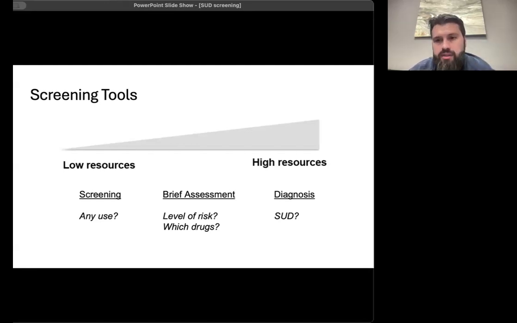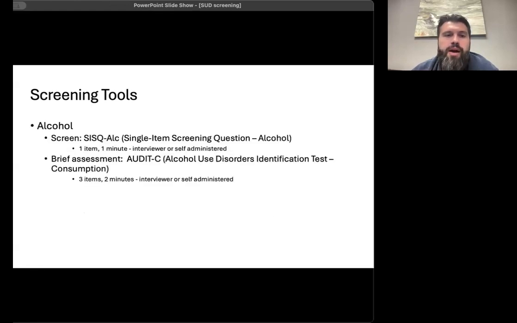What's your level of risk, depending on what your use patterns are? And then if that's positive as well, and it shows increased severity, just like we mentioned before, depending on that risk, then you can move on to a more formal diagnosis and actually go through the whole criteria. So kind of looking across that spectrum is the way I think about things. Just keep that in mind as we talk a little bit more about what these are.